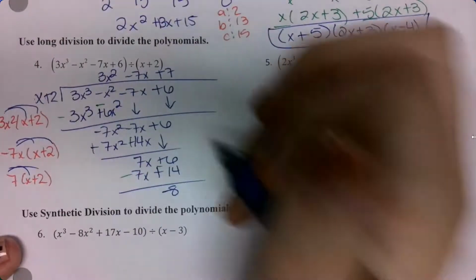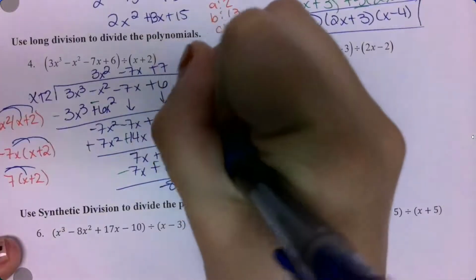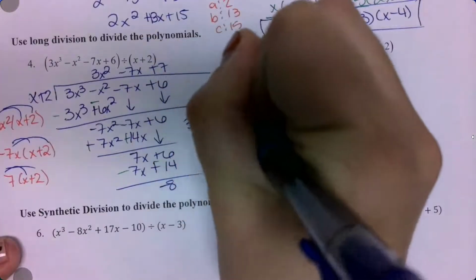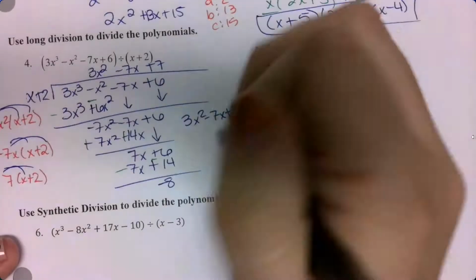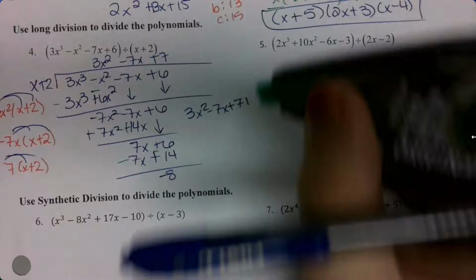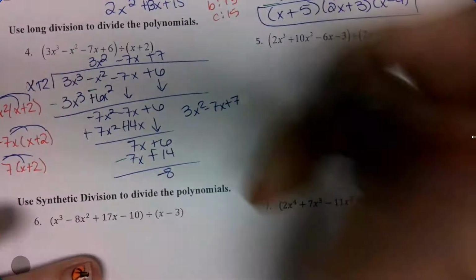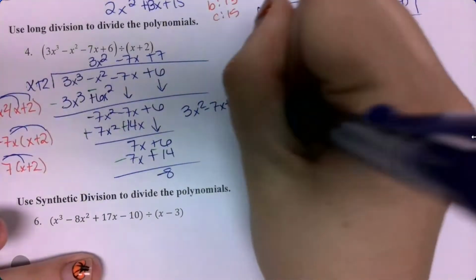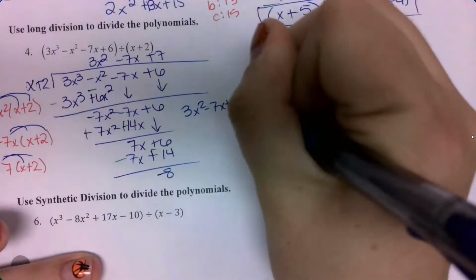So this part is part of my answer. I have 3x squared minus 7x plus 7. And then this is a remainder. I have, oops, that should be minus 8, minus 8 over what I was dividing by, which was x plus 2.